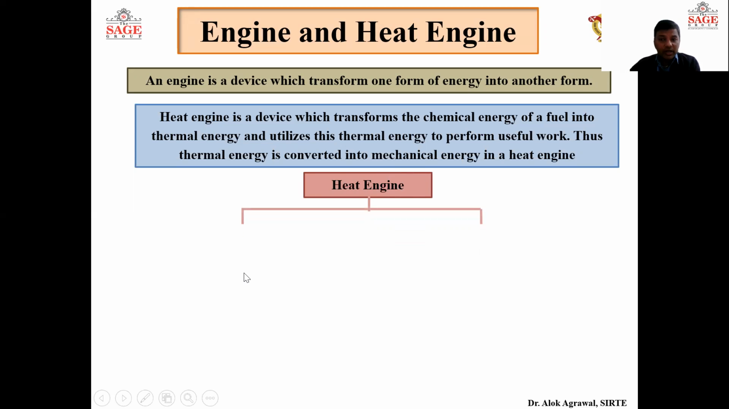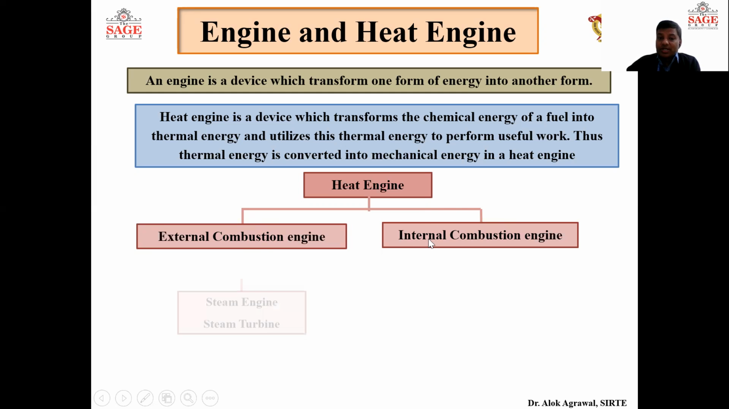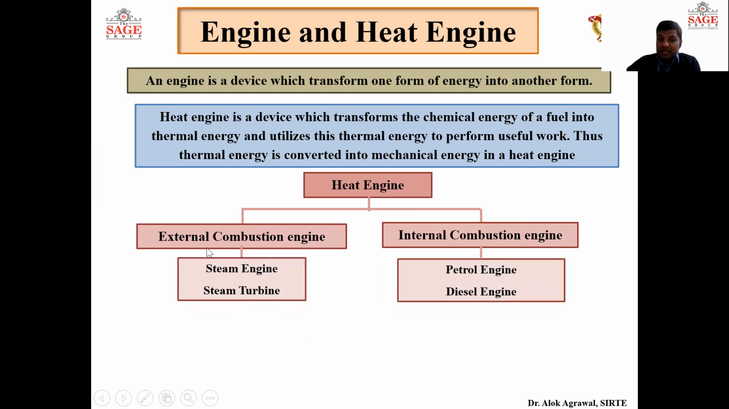Now heat engines are classified into two different types. First, we call it the external combustion engine and next the internal combustion engine. Our course is purely based on the internal combustion engine, so we are getting only the introductory part of the external combustion engine here. As the name signifies, external combustion engine means the combustion of fuel takes place outside the engine. That is why it is called an external combustion engine. And if the combustion of fuel, the burning of fuel, takes place inside the engine, we call it an internal combustion engine. Examples of external combustion engines are the steam engine and steam turbine.